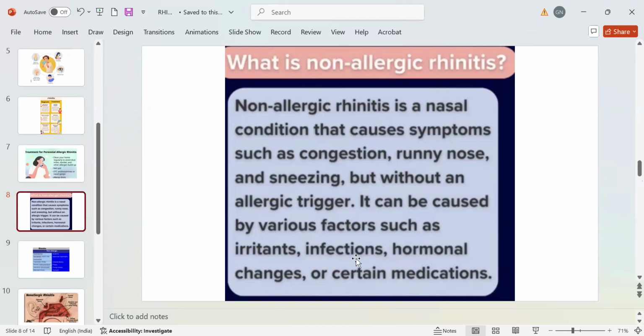It can be from infections, hormonal changes, certain medications, irritants, some drugs, those non-prescription drugs, cocaine and all they inhale through the nostril, no? So while inhaling through the nostril, that can cause rhinitis.